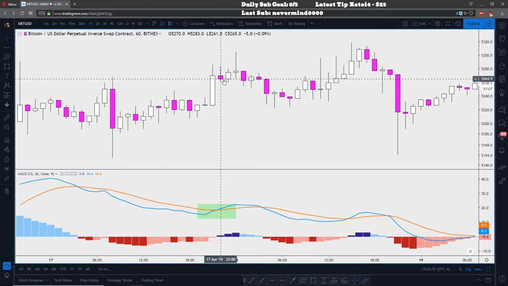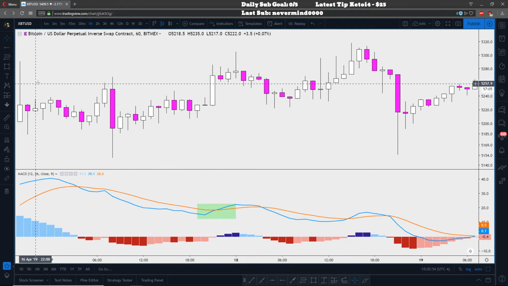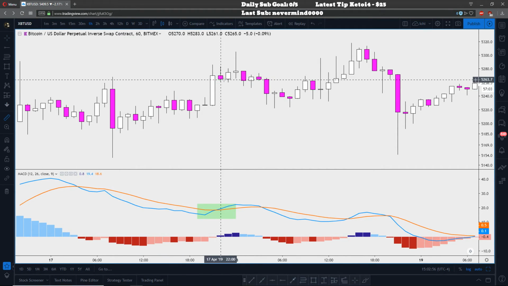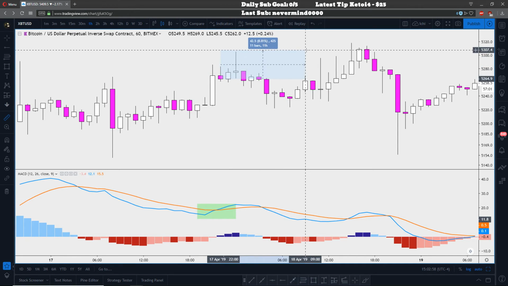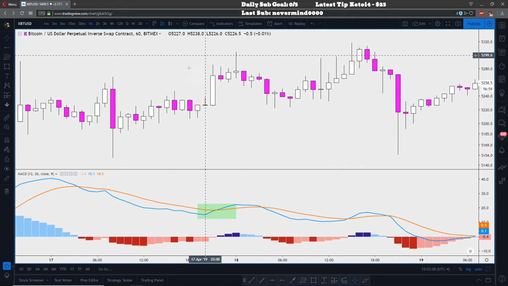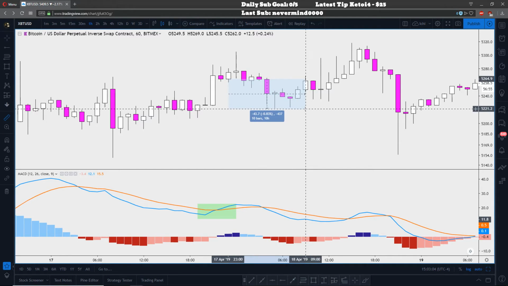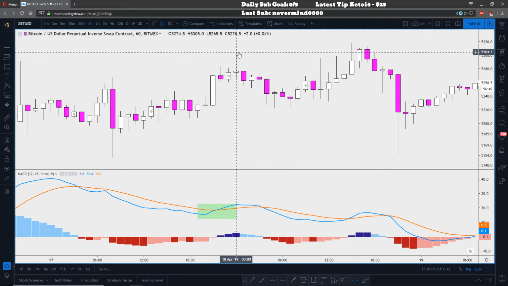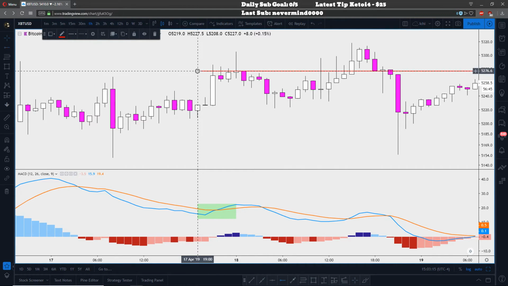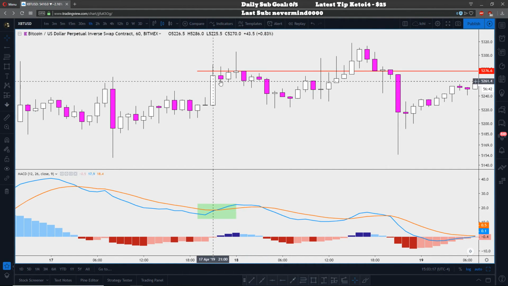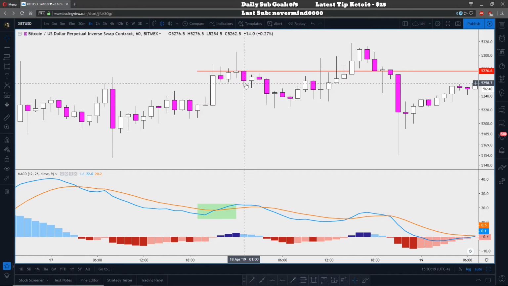So if you would have taken the signal here on the long, right on the close, you would have been up less than 1%. If you would have held on to it, you would have had a larger drawdown than you would have had a target. But if you would have waited for that proper signal, here's our resistance point. We're starting to fail. Let's wait for a break of that resistance point.